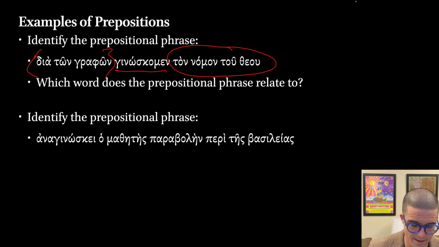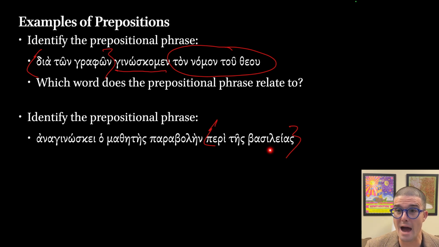All right, nailed it. We've got peri tēs basileias, about the kingdom. So about the kingdom is our prepositional phrase. Because I'm asking for prepositional phrase, we have both preposition and the object that's going with it. Peri is our preposition. Tēs basileias in the genitive is the object that's going with the preposition to make up the entire prepositional phrase. If you guessed ana right here, that would be a good guess.